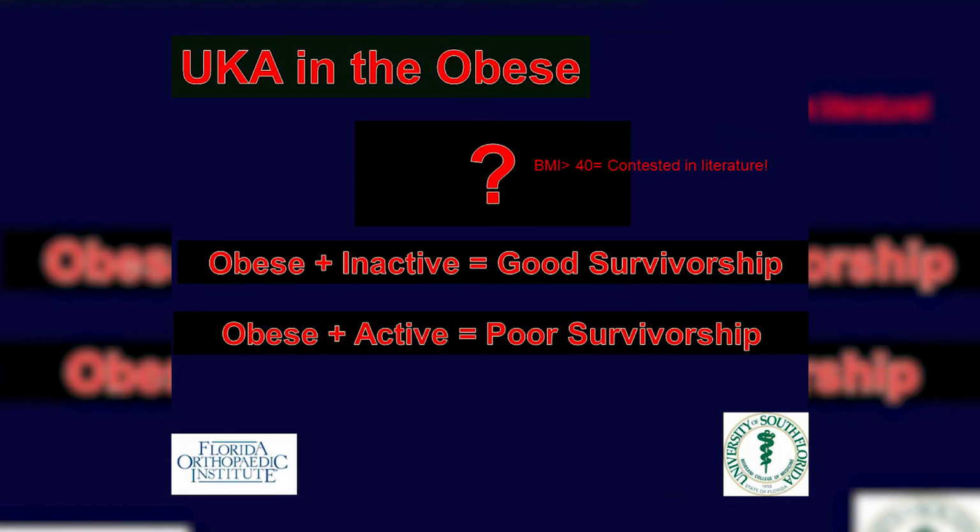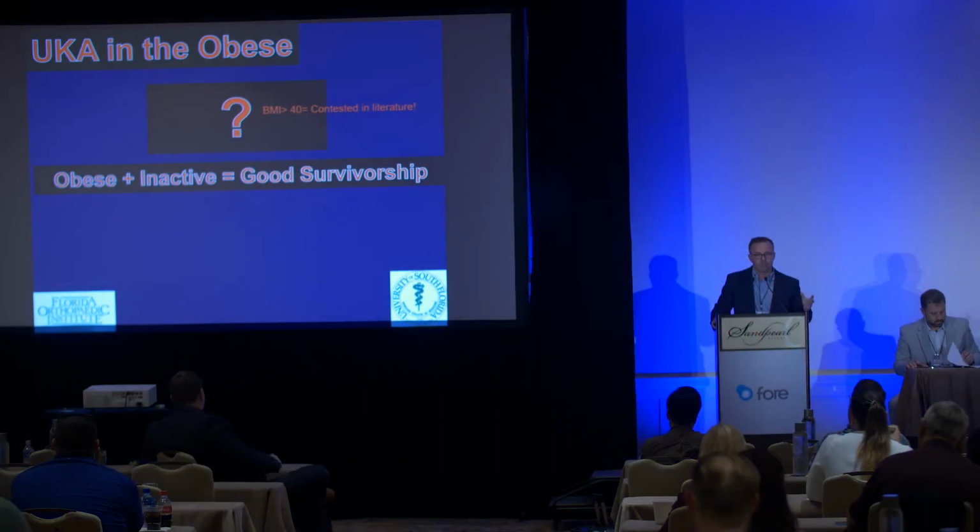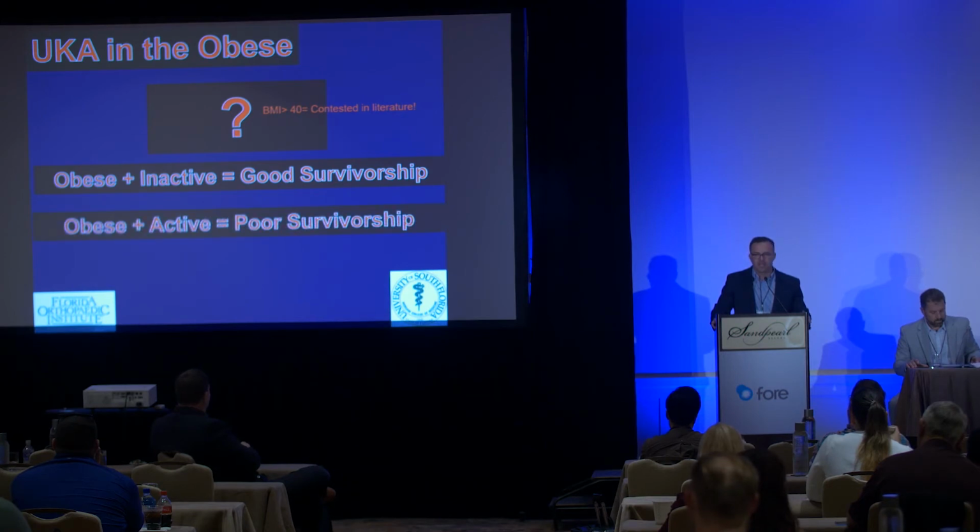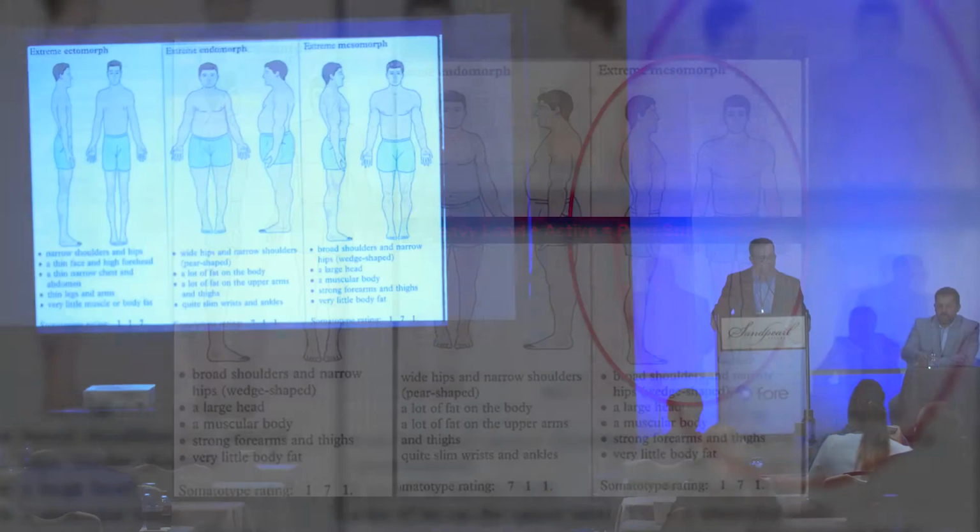There are many reports in the literature, both supporting partial knees in the obese population, BMI greater than 40, and refuting it. So in my synthesis of the literature, the way at least I perceive things, is that the obese and inactive patient probably can achieve good survivorship, and then the obese and active I get more concerned about. But again, that's my synthesis of the literature. You have literature both supporting and refuting this concept.